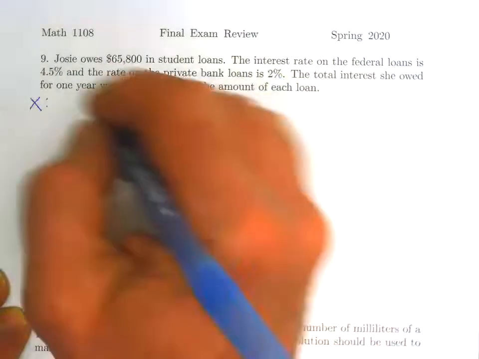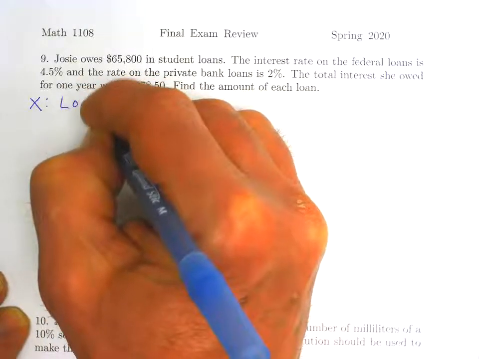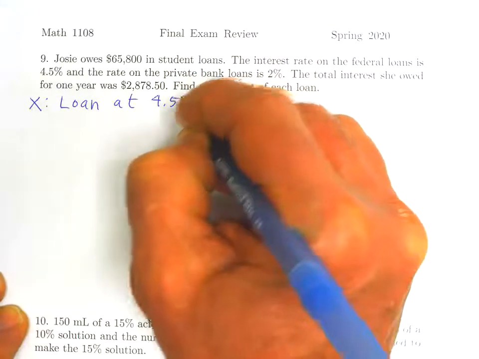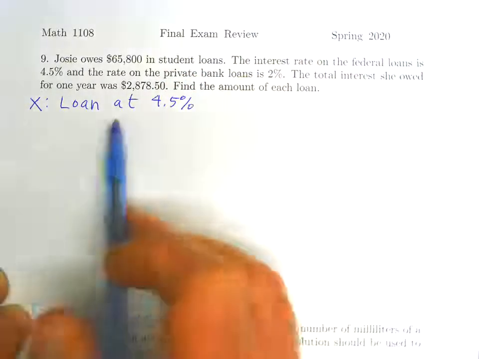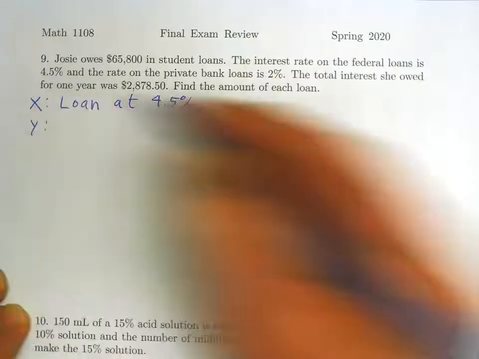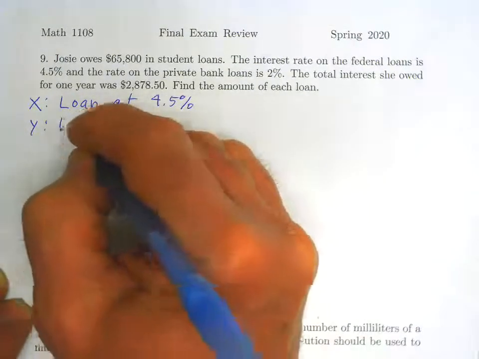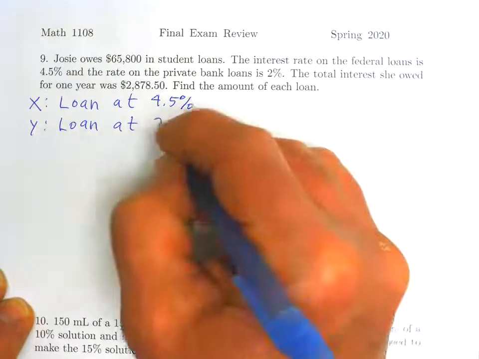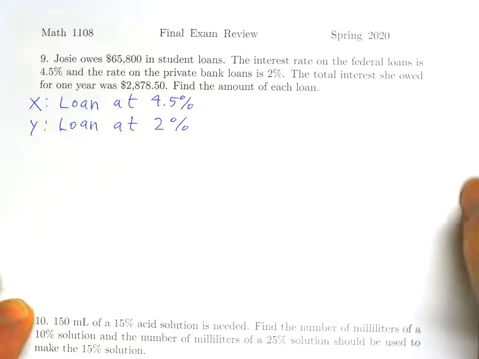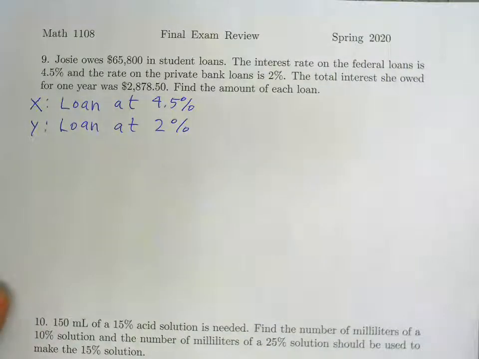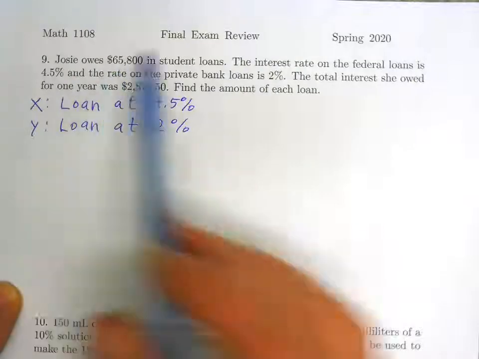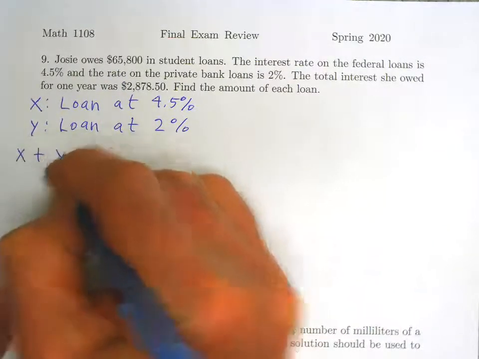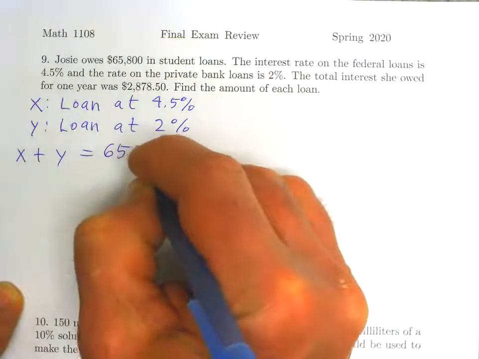Okay, so we'll pick a variable X to be the amount of the loan at 4.5% per year. So I'll just write loan at 4.5%. X represents the number of dollars for that loan. And Y is going to represent the number of dollars of the loan at the other interest rate, which is 2%. Okay, so the total amount of the loans is $65,800. So that means one of our equations is X plus Y equals $65,800.